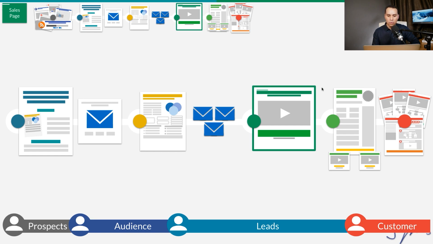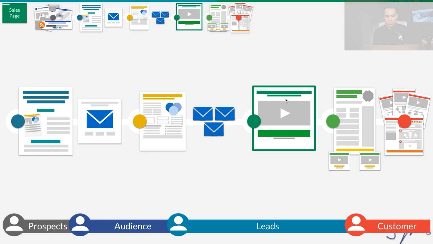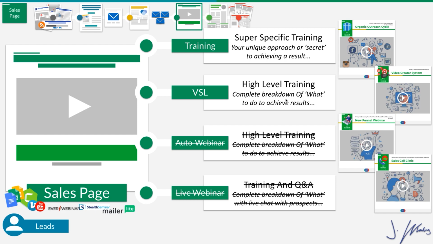So let's go ahead and go through what you can do on your sales page, because there's a couple of different types, and there's some types you may have heard of that you should absolutely not do for this type of funnel. So when it comes to your sales page, I recommend doing a quick training or a video sales letter. And these next two, the automated webinar and the live webinar, you should absolutely avoid. They are terrible for your first funnel.